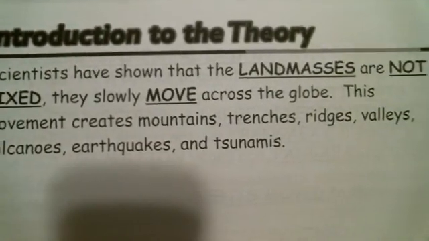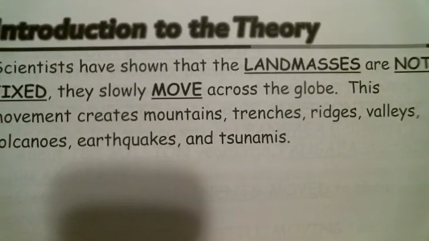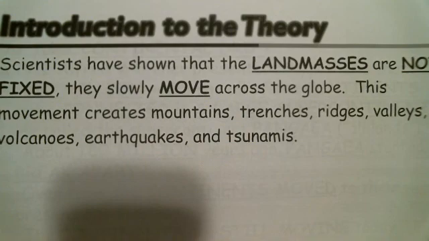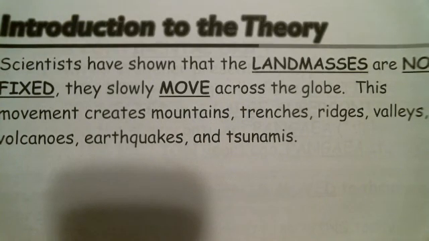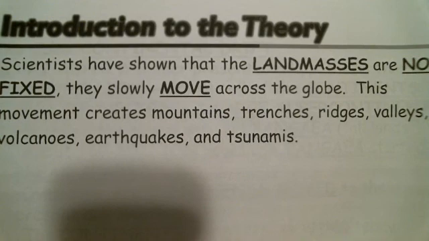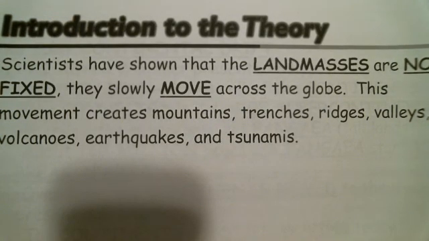Scientists have shown that the land masses are not fixed. They slowly move across the globe. This movement creates mountains, trenches, ridges, valleys, volcanoes, earthquakes, and tsunamis. It all depends upon how the land masses collide or spread apart from each other due to these movements.